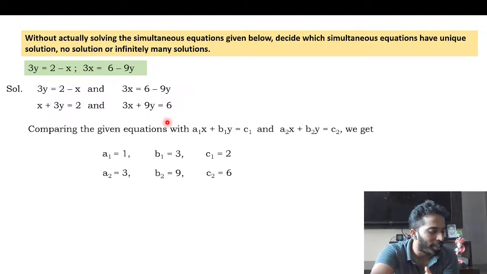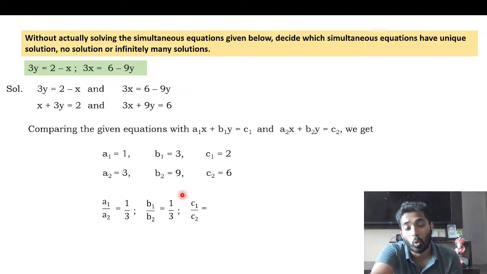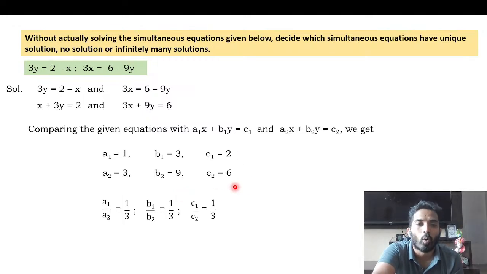Now let us find their ratios. a1 upon a2, 1 upon 3. b1 upon b2, 3 upon 9 है. 3 upon 9, 3 1 जा 3 3 जा तो 1 upon 3. c1 upon c2, 2 upon 6, 2 1 जा 2 3 जा तो 1 upon 3. So all the three are equal.